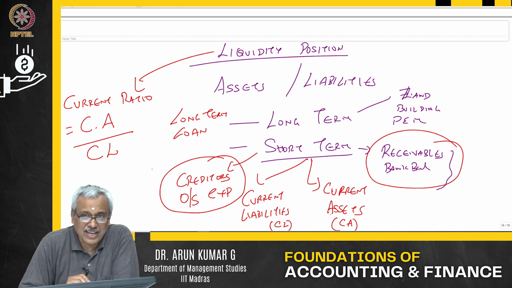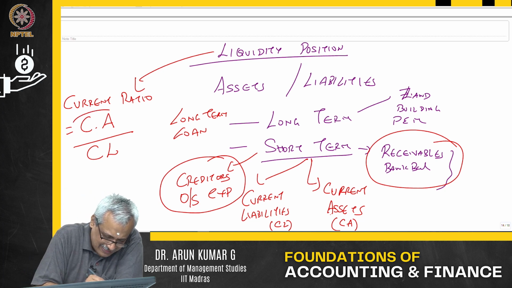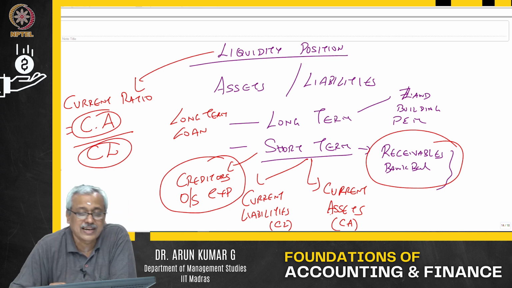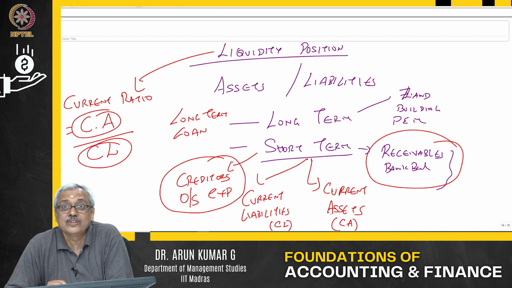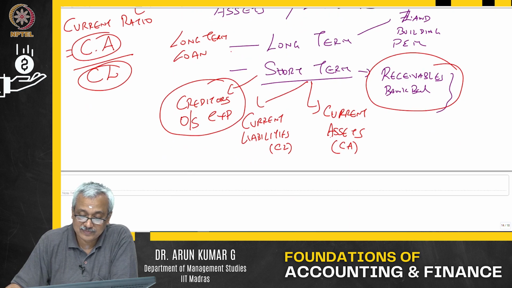This will tell me, sir, what should be the number? Textbook will say current assets should be twice the current liability. Well, that again changes from industry to industry, so I do not want to give you a number. Whether the current assets are sufficient enough to pay off my current liabilities, that is what I am interested in knowing. That is what will tell me my liquidity.